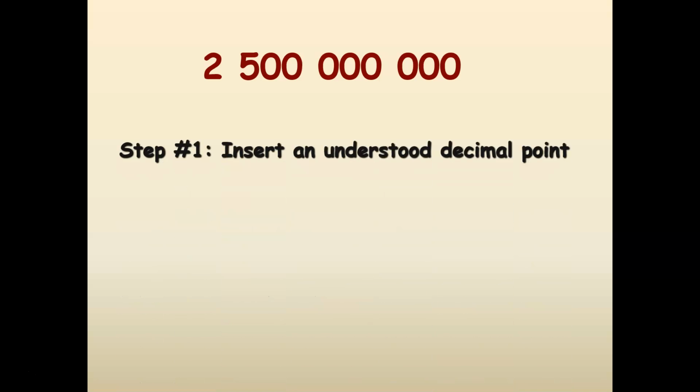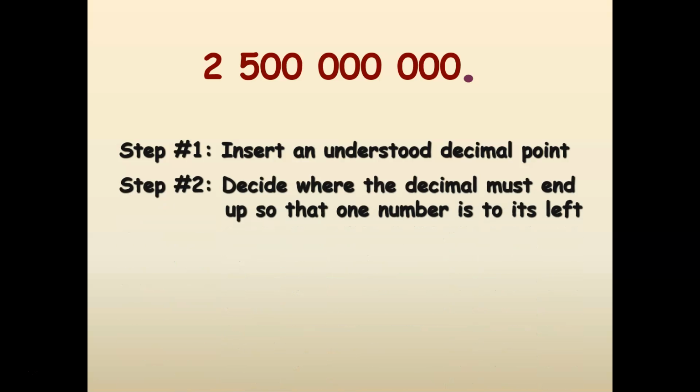So if we look at this number, we can see that there is no decimal point mentioned here, but we know where the decimal point is in this number. We know where to assume it is. So let's see if we can assume that. So we have to insert the understood decimal point. And there we go. We inserted the understood decimal point. There it is in purple.